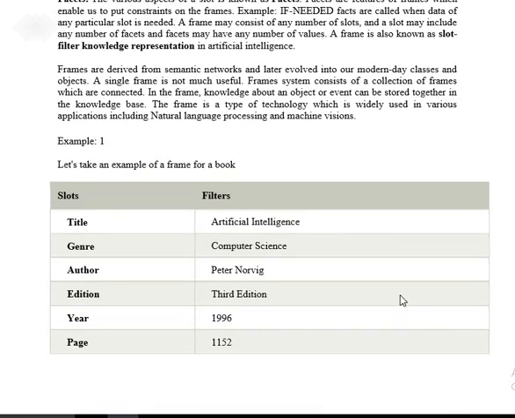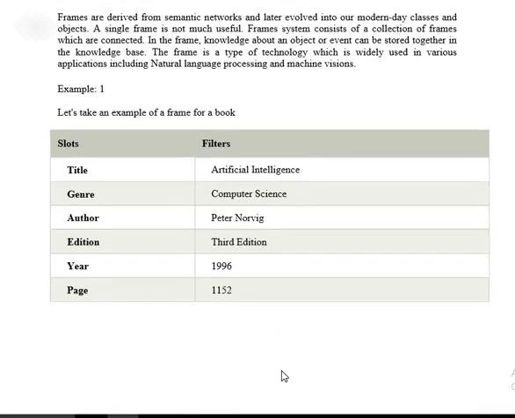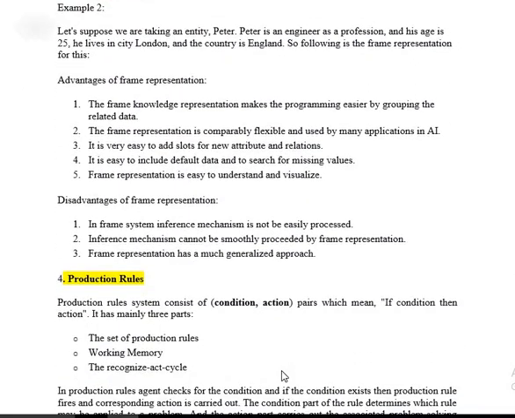We have designed a frame for a book. The title of the book will be artificial intelligence, which belongs to the part of computer science. The author, the edition, when it was written, and how many pages there are. This is a frame for a book. This is a type of information or knowledge that can be utilized. And it has its advantages and disadvantages.